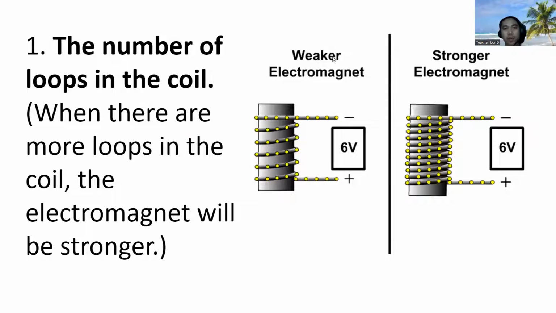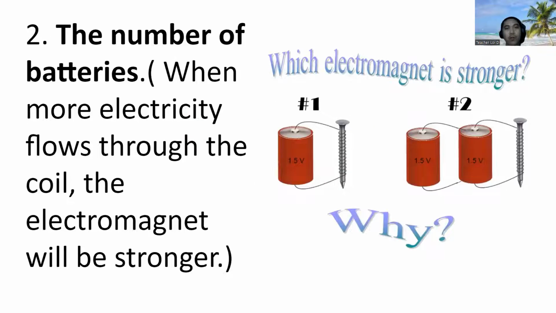So this is the weaker electromagnet and stronger electromagnet. So the number of loops in the coil. Pag dami ng loops in the coil, paglakas ng electromagnet. So when there are more loops in the coil, the electromagnet will be stronger. So the next is the number of batteries. When more electricity flows through the coil, the electromagnet will be stronger.